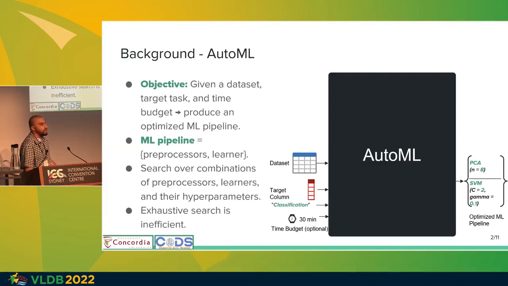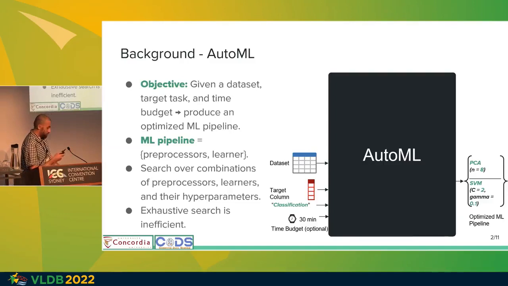A machine learning pipeline consists of a set of preprocessors like PCA, normalization, or imputation, for example, and an estimator or a learning algorithm like SVM, random forest, logistic regression, etc. So the target of AutoML systems is to search over the space of these preprocessors and estimators and the hyperparameters. The search space is huge. If we do exhaustive search, it will be inefficient because for each of these combinations we need to evaluate the combination over the data set and observe the target metric like accuracy or a score.